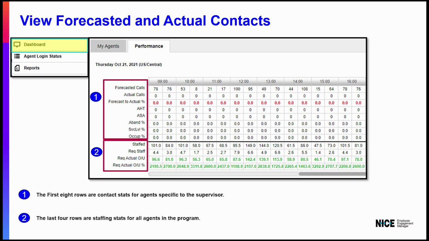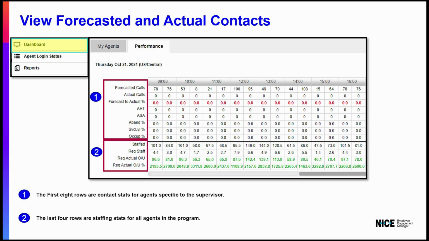Now let's take a look at the Performance Dashboard, which is located right next to the My Agents dashboard. In the Performance Dashboard, you will see many statistics surrounding the forecasted volumes versus the actual contacts. To break this down into two different segments, we will look at the first 8 rows, which are known as contact stats for agents specific to your particular group. The second set of stats is the last 4 rows, which are the staffing stats for all agents within your particular program. If you're not familiar with reviewing these types of metrics, please reach out to your supervisor.